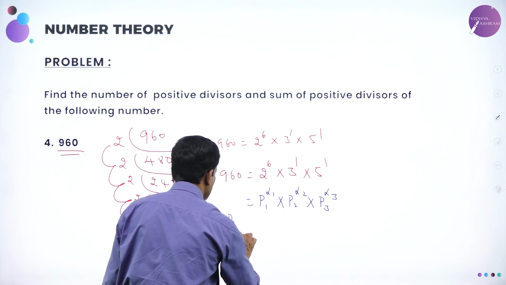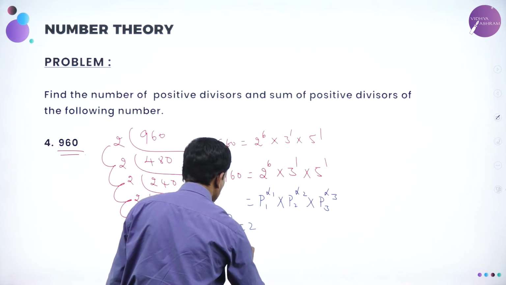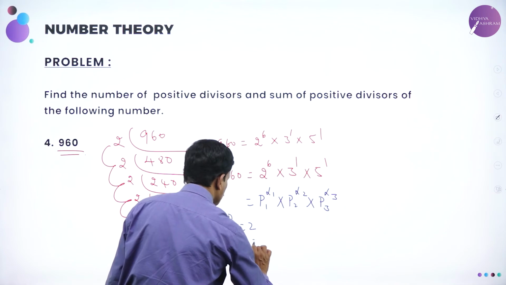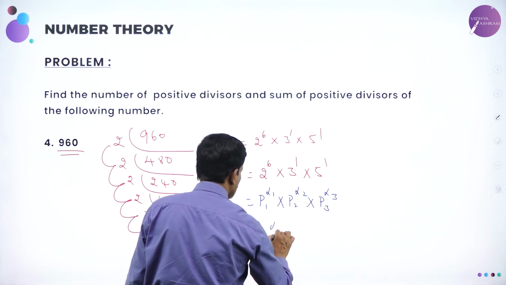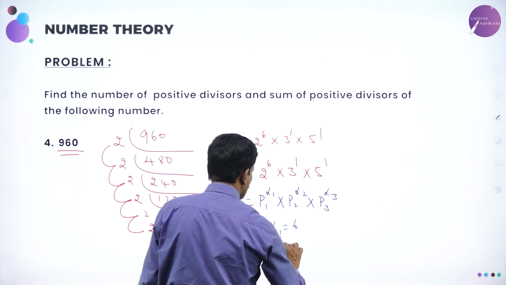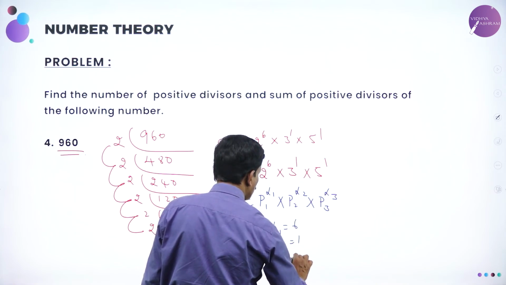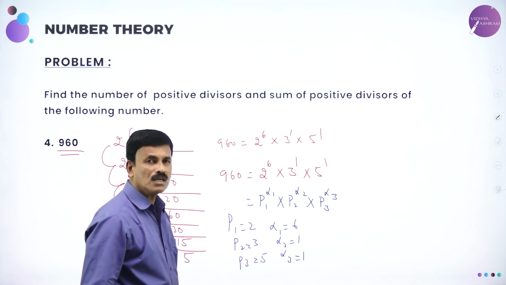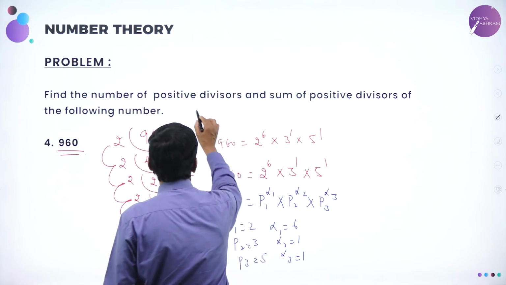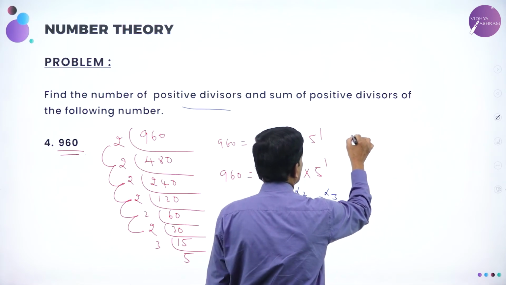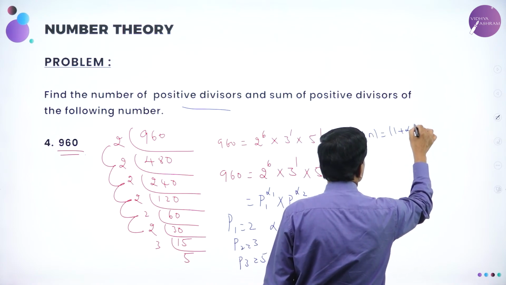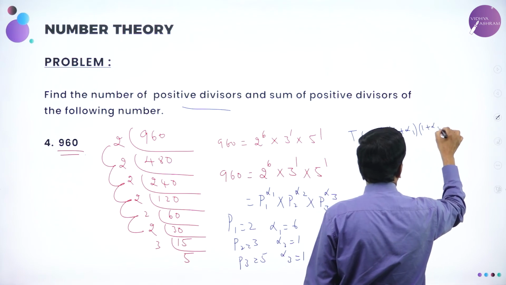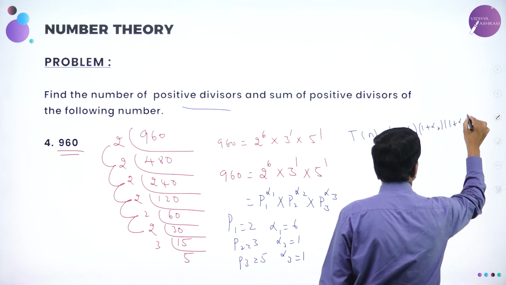Now what is P1 here? P1 is equal to 2, P2 is equal to 3 and P3 is equal to 5. Similarly, alpha 1 is 6, alpha 2 is equal to 1, alpha 3 is also equal to 1. Now find out the first one, number of positive divisors. Number of positive divisors is nothing but T of n is equal to 1 plus alpha 1 into 1 plus alpha 2 into 1 plus alpha 3.